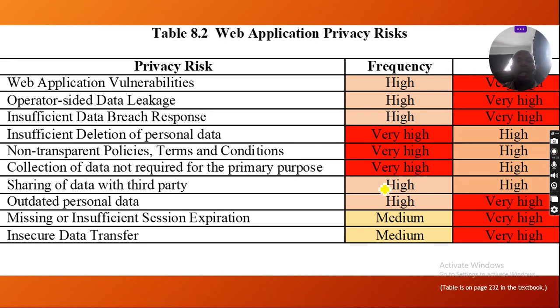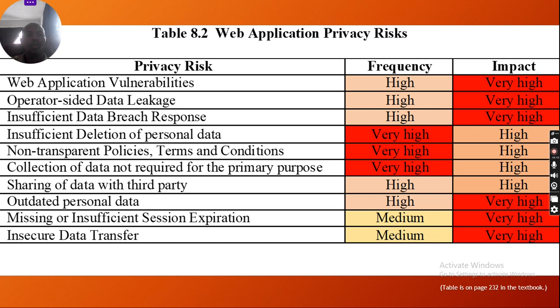Okay, so now let's look at how risky they are. Let's look at them from this table 8.2, web application privacy risk. Now when you say web application vulnerability, the frequency is a risk. We talk about the frequency, we also talk about the impact. The frequency is high, and the impact is very high. Or operator side data leakage, the frequency is high and the impact is very high. Then the insufficient data breach response, the frequency is high and the impact is very high. Okay, and so on and so forth.